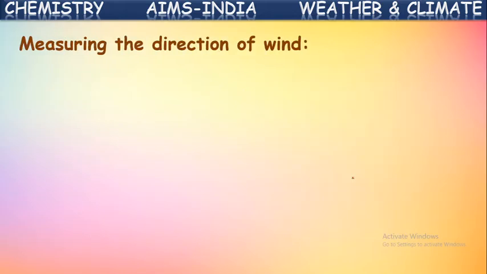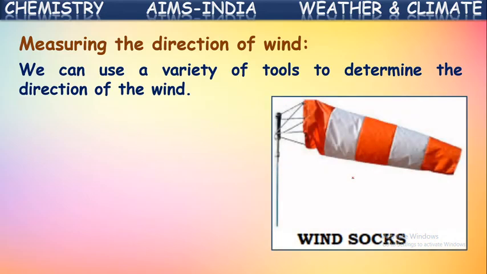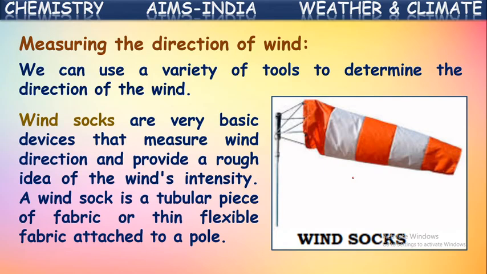next, measuring the direction of wind. Yes, the wind direction also can be measured or predicted. We can use a variety of tools to determine the direction of the wind. One of them is the wind sock. Wind socks are very basic devices that measure wind direction and provide a rough idea of the wind's intensity also. That means wind speed also can be measured with a rough idea.